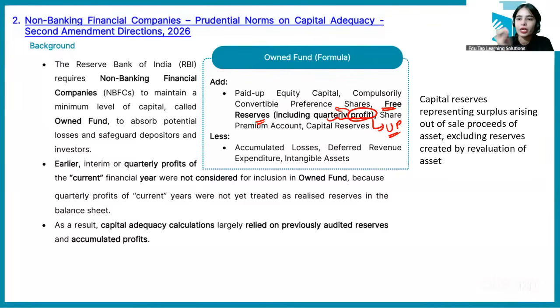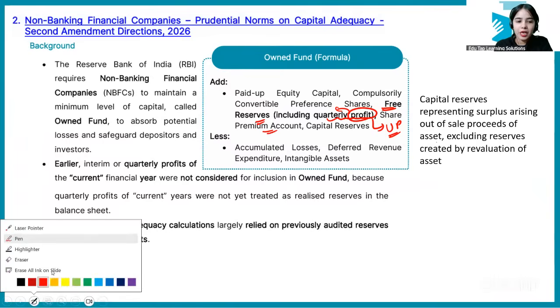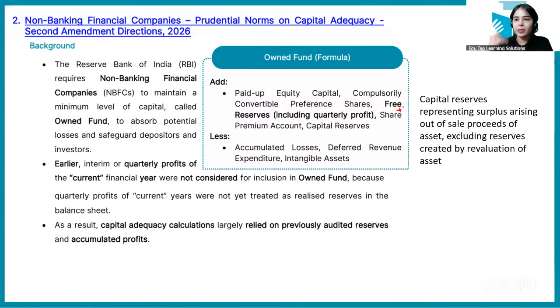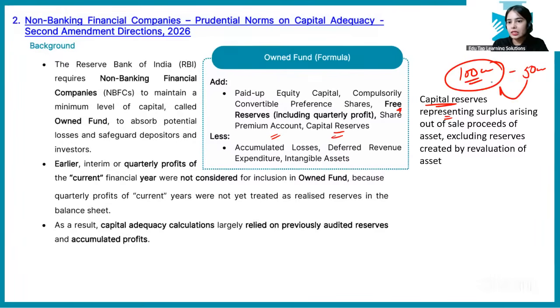this is the money belonging to the company now. Share premium account means certain shares are sold at a premium value, so that premium value is included here. Capital reserves basically represent surplus arising out of sale of assets. Let's say some asset has been sold at 100 crores, so the cost of the asset was 50 crores. So what is the additional value? Surplus. Basically 50 crores is the surplus.